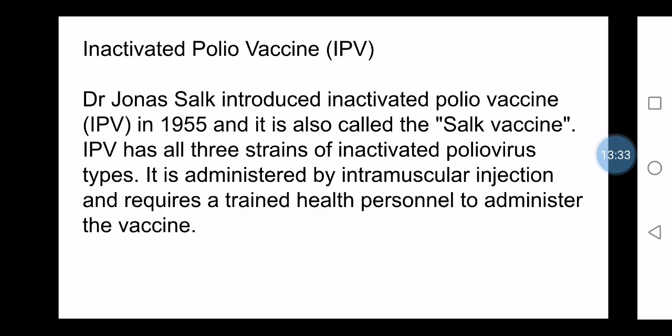Dr. Jonas Salk introduced IPV in 1955, and it is also called the Salk vaccine. You have to remember this particular word. IPV is otherwise known as Salk vaccine. IPV has all three strains of inactivated poliovirus types. It is administered by intramuscular injection, IM injection, and it requires trained health personnel to administer the vaccine.